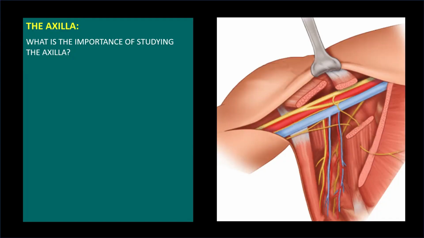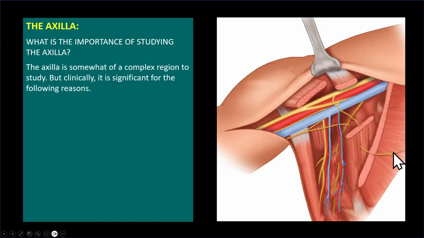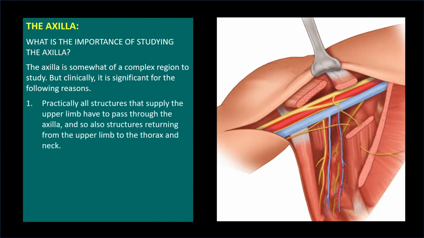The axilla. What is the importance of studying the axilla? The axilla is somewhat of a complex region to study, but clinically it is significant for the following reasons. 1. Practically all structures that supply the upper limb have to pass through the axilla, and so also structures returning from the upper limb to the thorax and the neck.